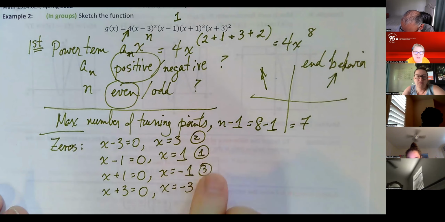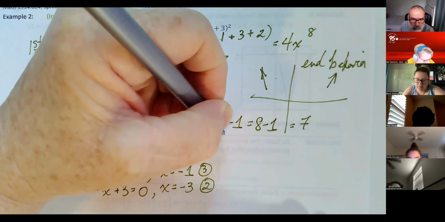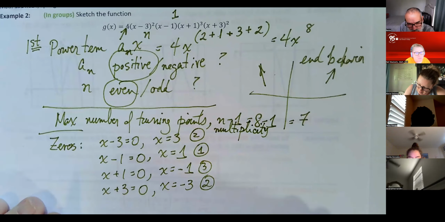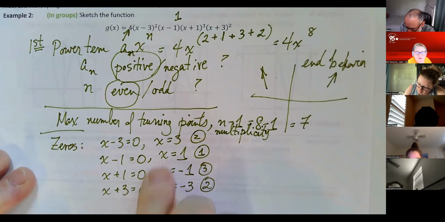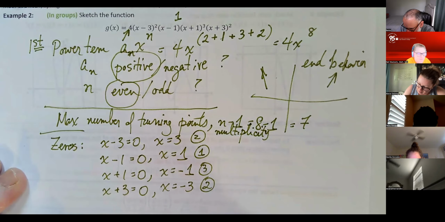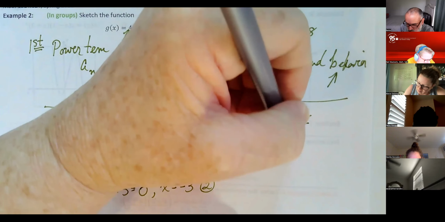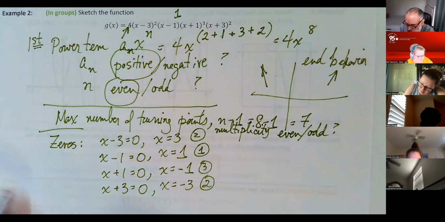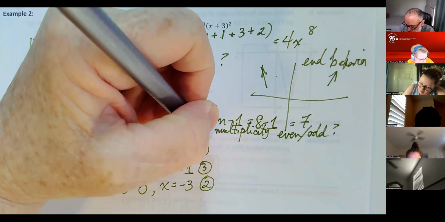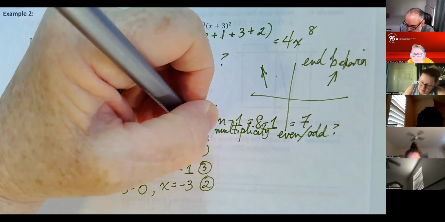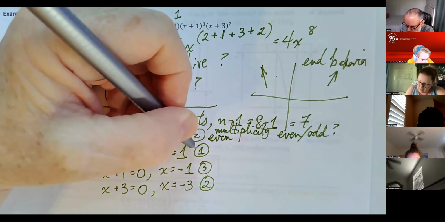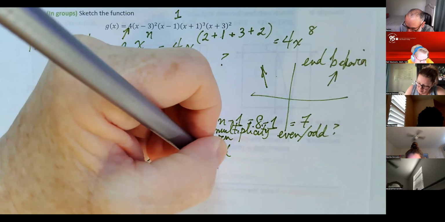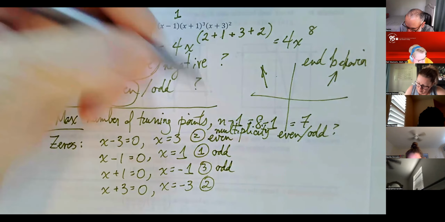What we care about with this exponent, and this is called multiplicity, it's a big word. It doesn't really have anything that's important except that it's the exponent on the factor. And all we care about is, is it even or odd? Well, 2 is even. Good. 1 is odd. 3 is odd. And 2 is even.